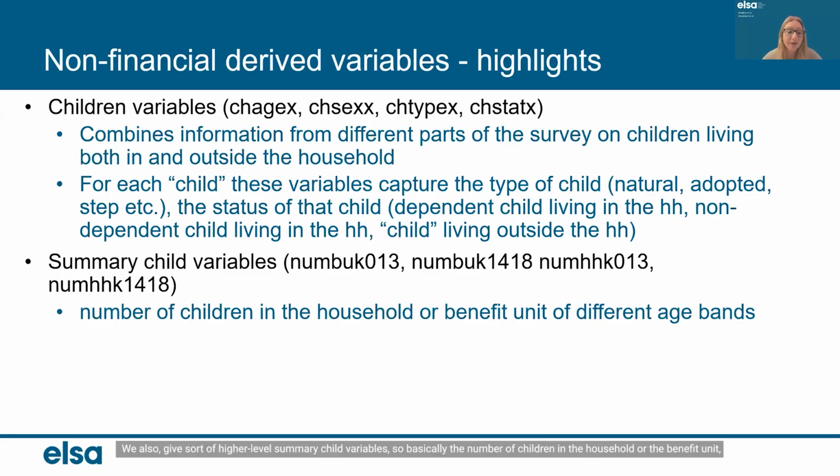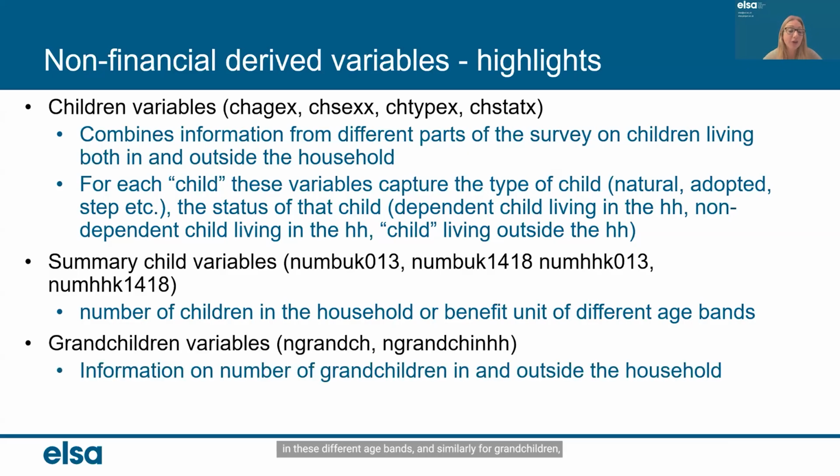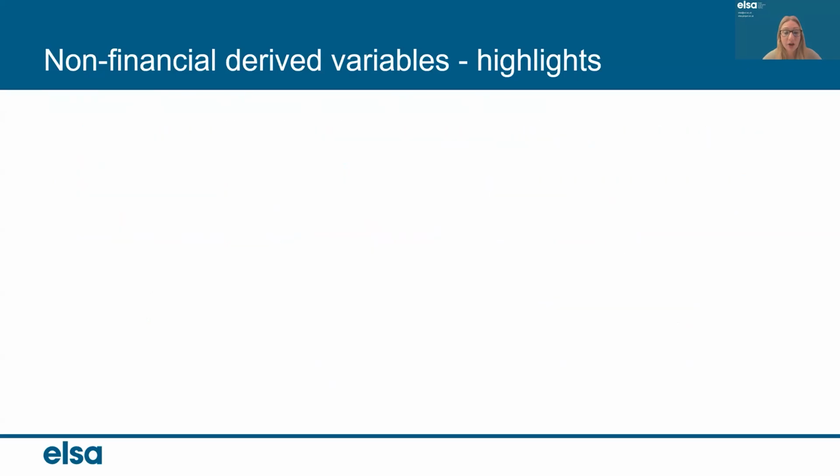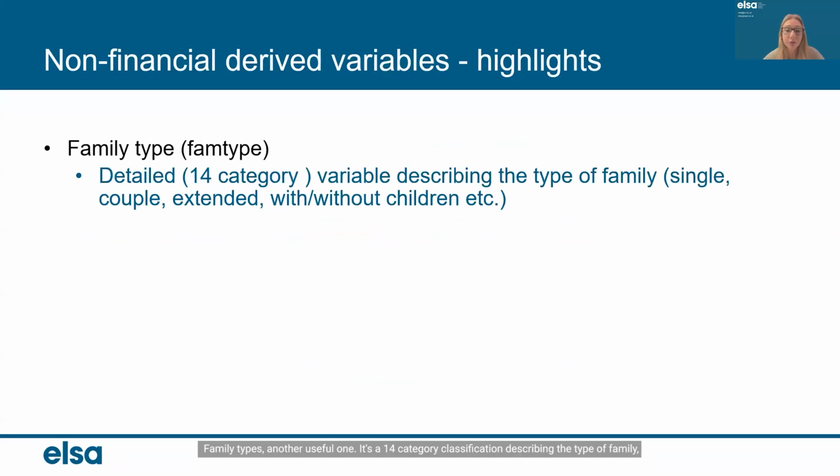We also give higher level summary child variables, so basically the number of children in the household or the benefit unit in these different age bands. And similarly for grandchildren, we collect information on grandchildren both in and outside the household, and that can be quite complex to gather together different bits of information, so we provide these summary variables. Family type is another useful one. It's a 14-category classification describing the type of family, so whether they're single, couple, extended, with or without children, multiple benefit unit, that kind of thing.